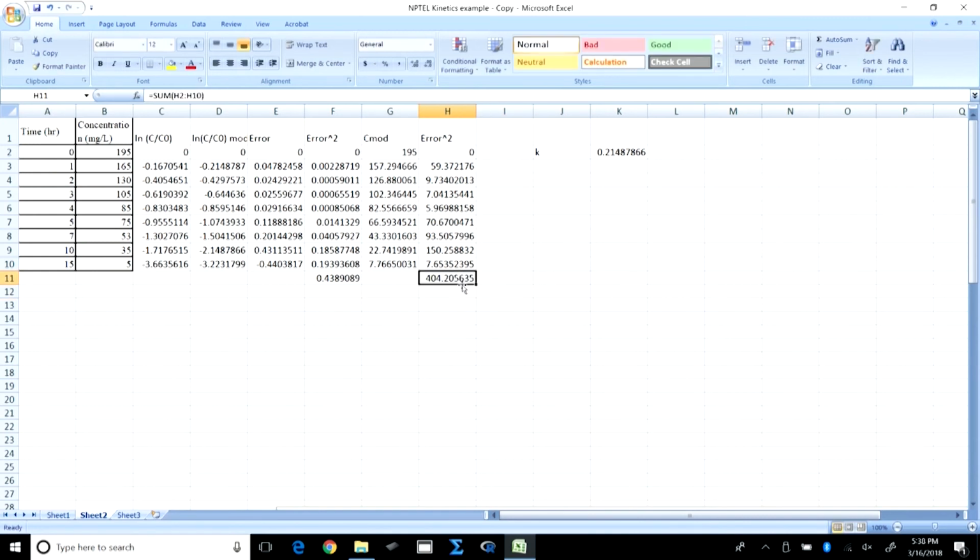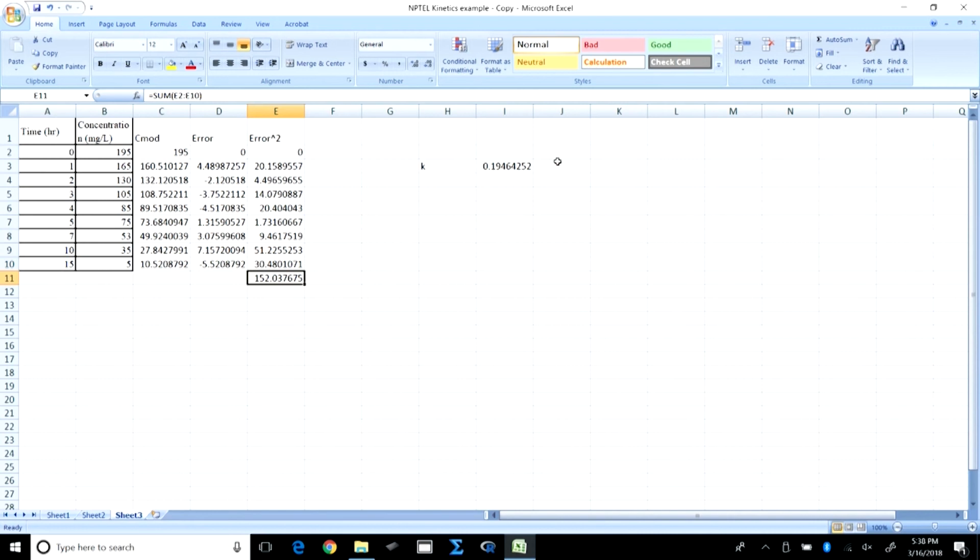And so, as you see, the sum of squared errors for this linearized model is 404 for a rate constant value of 0.21. But for a rate constant of 0.19, the sum of squared errors is lower, which is 152 in this case, and thus the non-linearized regression actually gives us a better, or the best, fit model.